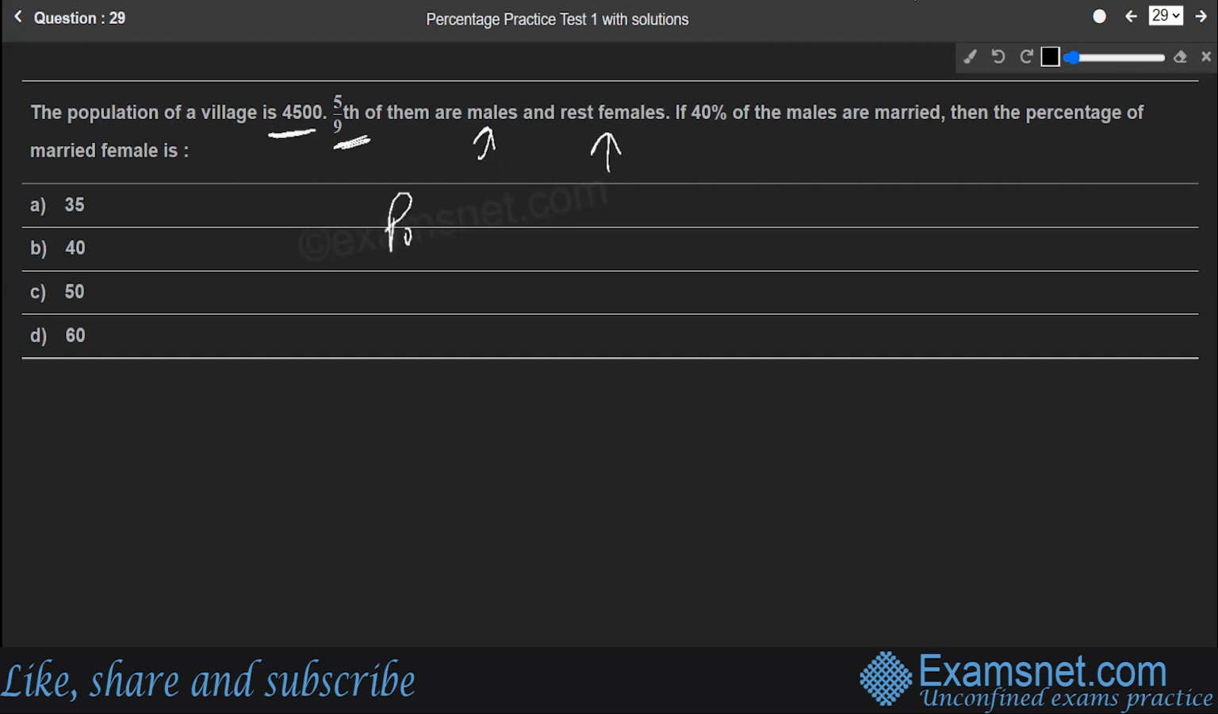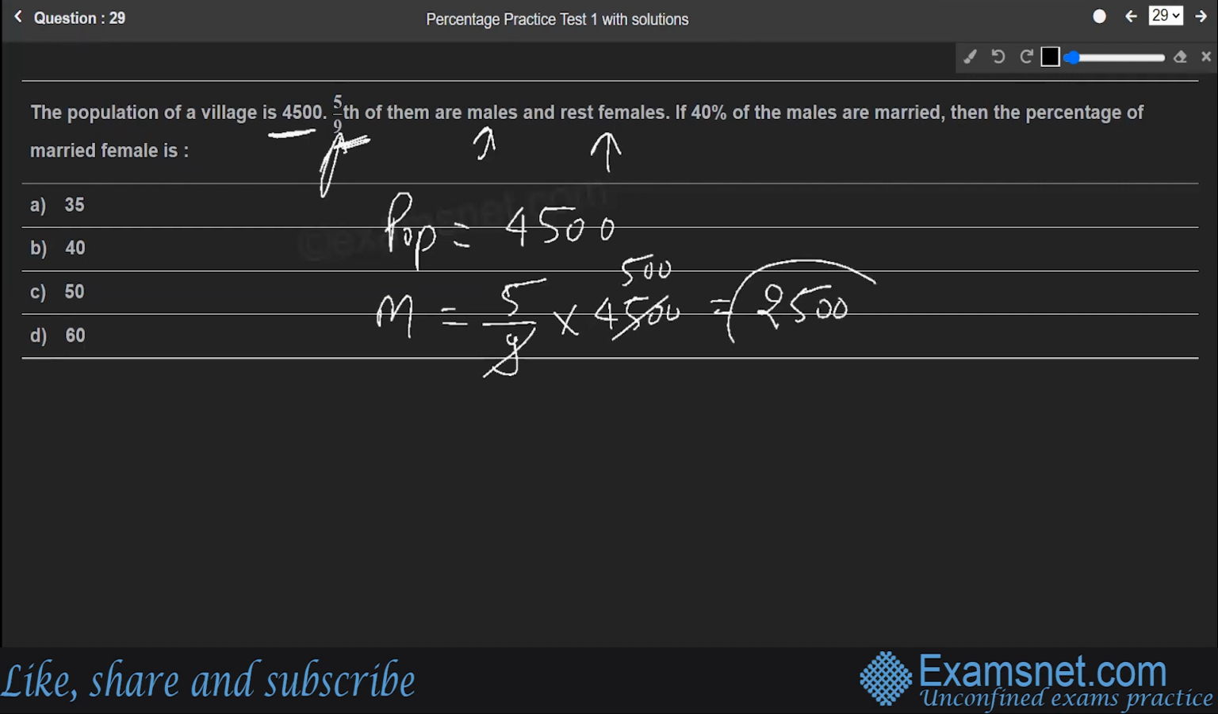The total population is given as 4,500. He says 5/9 of them are male. So how many males are there? 5/9, that is 5 by 9 of the total population, that is 4,500. If we solve this further, 9 5s are 45, so it is 500 into 5, that is 2,500. So this is the total male population.